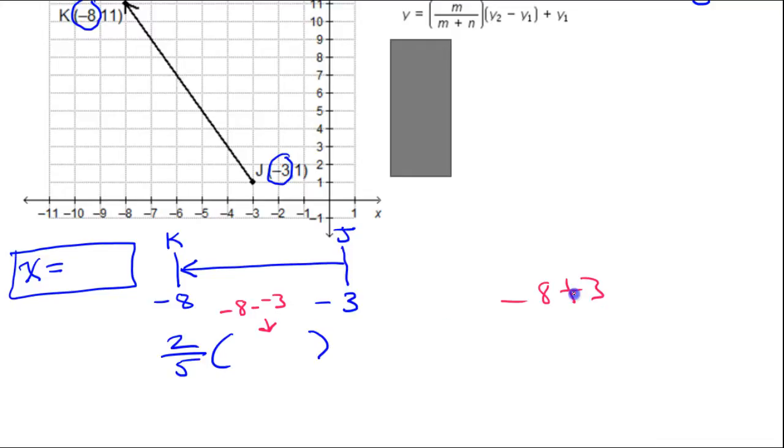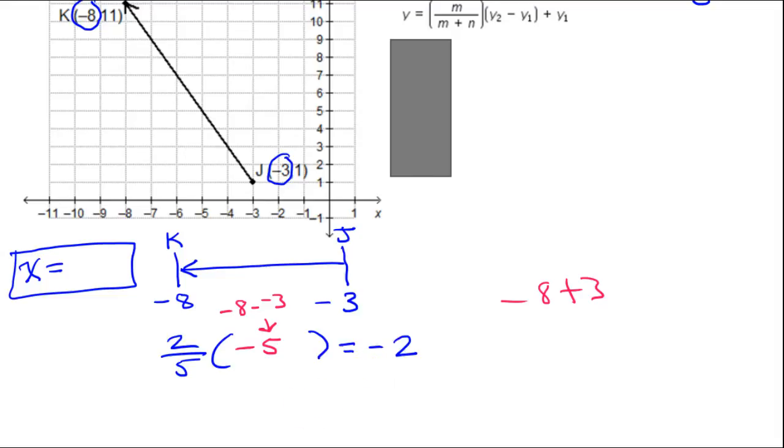Okay, minus and negative is addition. So that's going to make negative 5. If you go ahead and do that, 2/5 of negative 5, I know that's going to make negative 2 because the 5's cancel out. Negative 1 times 2 is negative 2.